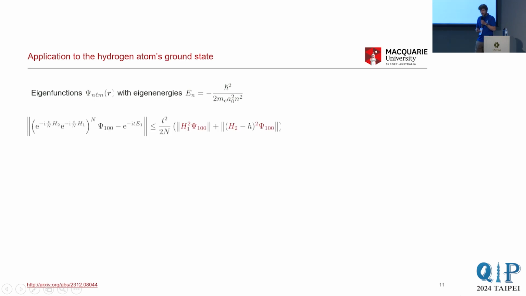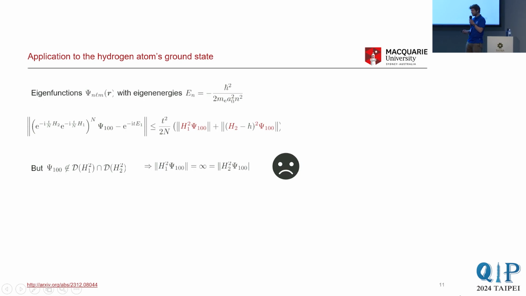But usually in quantum chemistry you are interested in things like ground state properties. So maybe we want to look at the ground state. And so I already told you that the bounds that we found depend on h1 squared applied to the state and h2 squared applied to the state. But it turns out that the ground state is not in the domain of h1 squared nor of h2 squared. So you can't even act with these operators on the ground state. And so our bounds also trivialize.